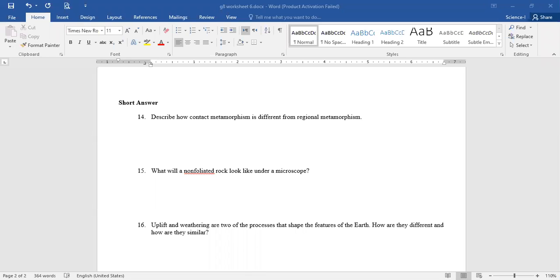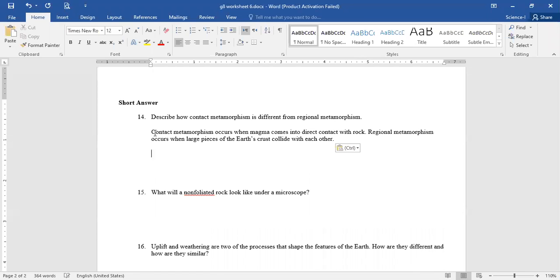Contact metamorphism is when magma hits nearby rocks, which changes their composition and texture. And regional metamorphism is when pressure on a rock happens due to high pressure, due to the collision of large layers of rocks.